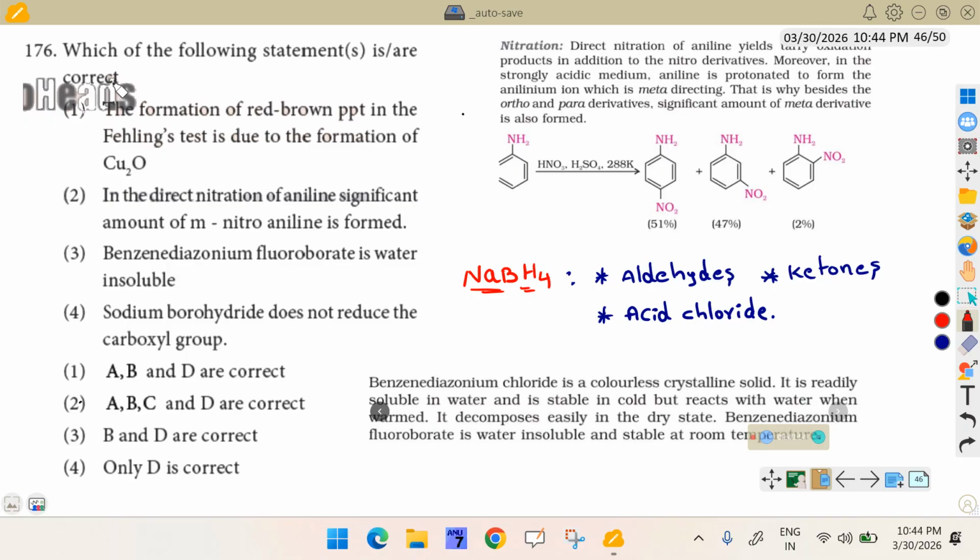Which of the following statements are correct? Formation of red-brown precipitate in the Fehling's test is due to formation of Cu2O. Correct. In the direct nitration of aniline, a significant amount of meta-nitroaniline is formed. Correct. Benzene diazonium fluoroborate is water insoluble. Correct. Sodium borohydride does not reduce the carboxyl group. Correct. It reduces aldehydes, ketones and acid chlorides. A, B, C, D, second option.